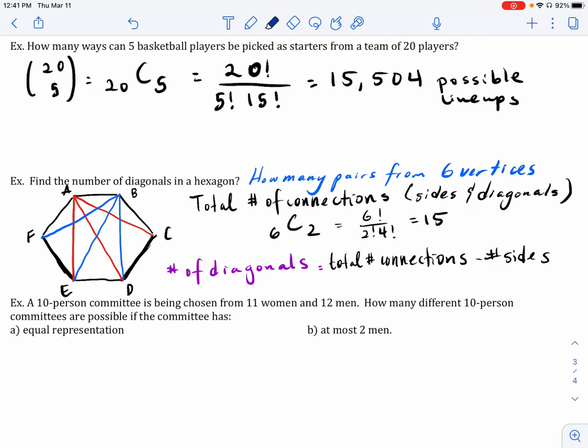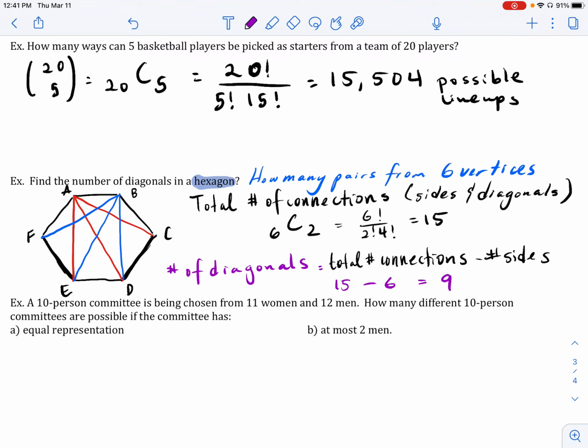This is a hexagon. How many sides are in a hexagon? You should know that that's 6. So if we would just say, and let me just write this in purple, we would say that this would be the 15 connections total minus the 6 sides. And so this would be 9 diagonals, right?